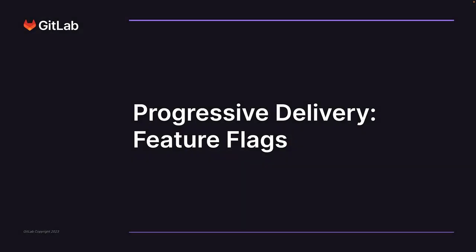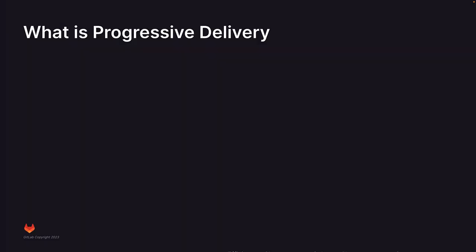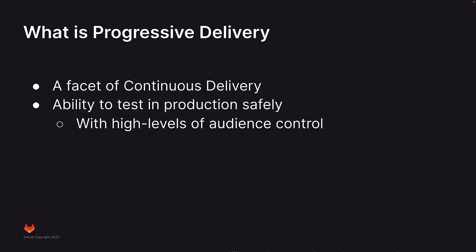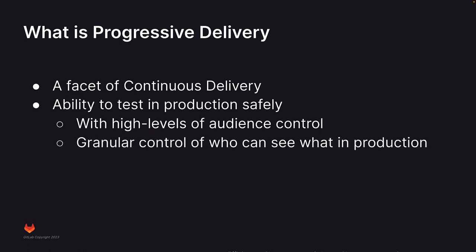Besides advanced deployment techniques like canary, blue-green, and incremental deployments, other progressive delivery approaches, like feature flags, can be used to reduce risk when practicing progressive delivery. Progressive delivery is a facet of continuous delivery, and it is the ability to test in production while controlling your audience of who can exercise or see updates to your application with a high level of granularity.